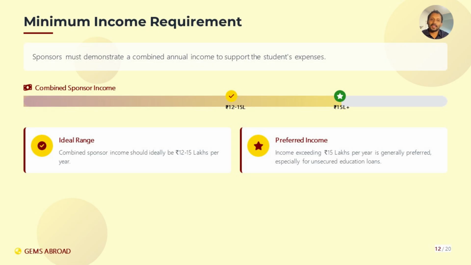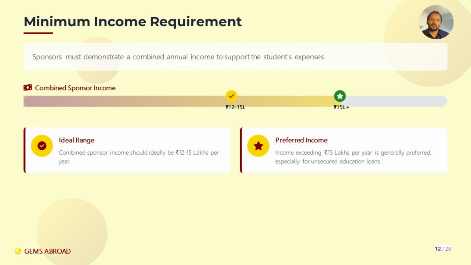Multiple sponsors are acceptable, but each must provide comprehensive documentation of their financial capacity and relationship to you. Beyond showing the lump sum amount for your expenses, sponsors must demonstrate sufficient ongoing income to support your education. The combined annual income of all sponsors should be at least 12-15 lakh per year, with higher income levels above 15 lakh preferred for cases involving unsecured loans.